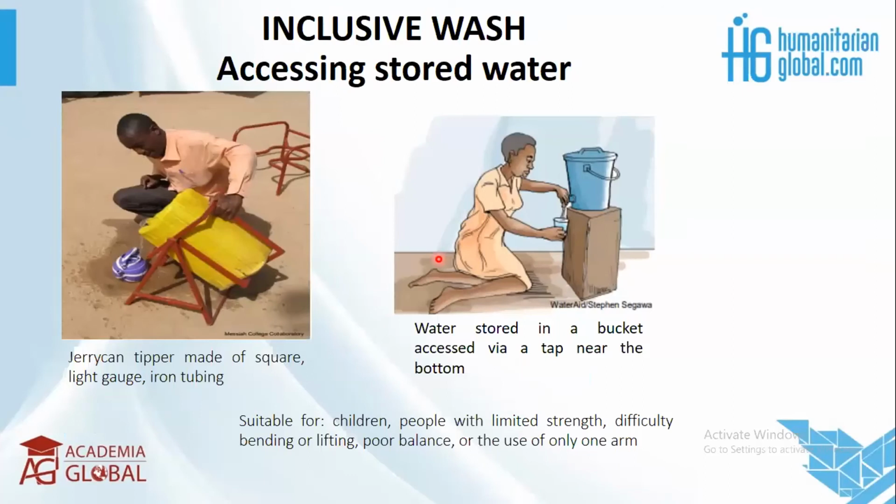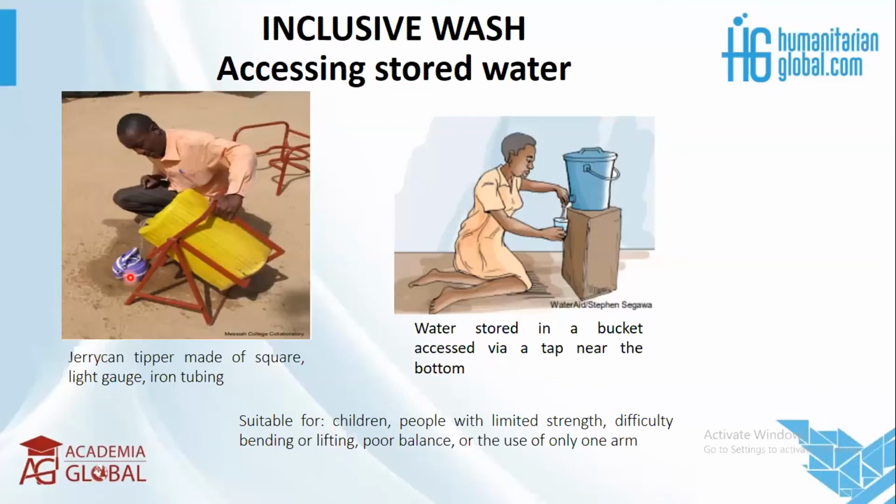These are also other modifications for accessing stored water. Maybe the water has been brought to the house. This is an example of a jerrycan tipper. It is really helpful for someone who is not able to stand. Someone who is not able to stand should be able to access stored water. So this is an example of a modification for someone to be able to access water.